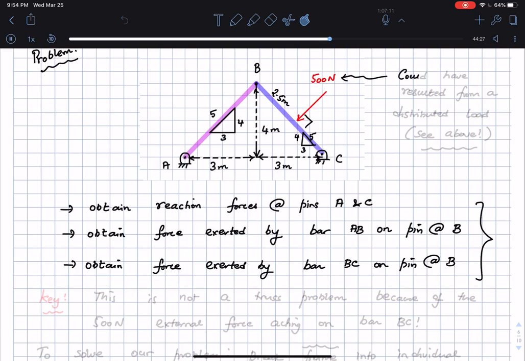This could have resulted from a distributed loading. See above. But the key thing here is there is a pin at the point A, there is a pin at the point C, and we need to find those pin reactions, and we need to find these new things, which are the forces exerted by the bar AB on the pin at B, and once again the forces exerted by the bar BC on the pin at B.